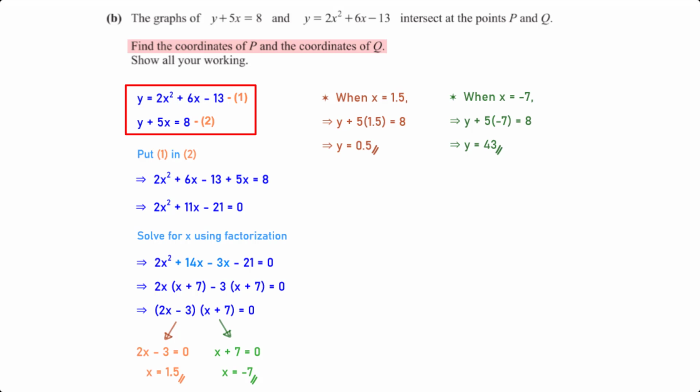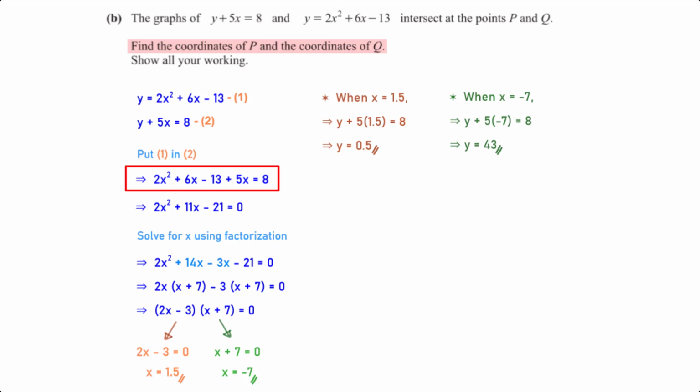So if we put equation 1 into equation 2, this is what we have. When we move all the terms to one side of the equation and group like terms, this is what we have. We can solve this quadratic equation using the factorization method. We can rewrite 11x as 14x minus 3x. For the first two terms, when we factor out 2x, we are left with x plus 7. And for the final two terms, when we factor out negative 3, we are left with x plus 7. This can be rewritten as 2x minus 3 times x plus 7 equals 0.